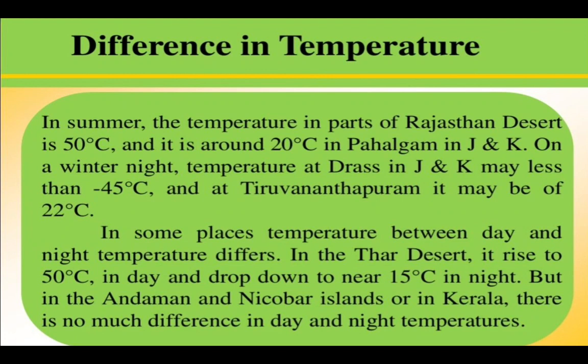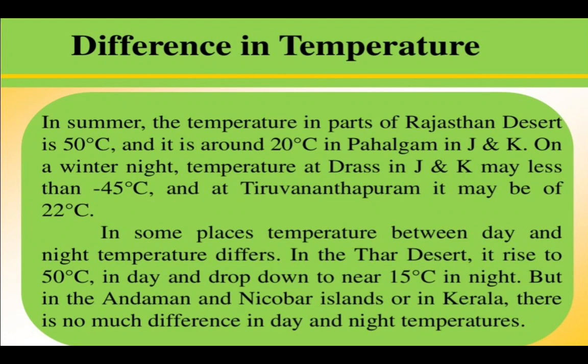On a winter night, temperature at Dras in Jammu and Kashmir may be less than minus 45 degrees Celsius, and at Thiruvananthapuram it may be of 22 degrees Celsius. So here you can see there is a wide range of temperature. In some place, temperature between the day and night temperature also differ. In Thar desert, the day temperature is 50 degrees Celsius, but night one is 15 degree. But in Andaman and Nicobar Island or in Kerala, there is not much difference in day and night temperatures.